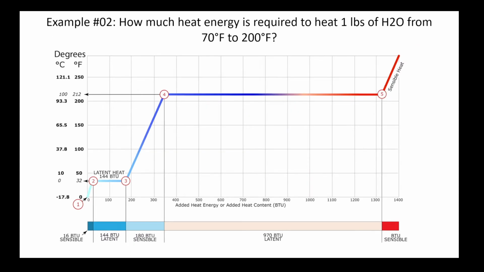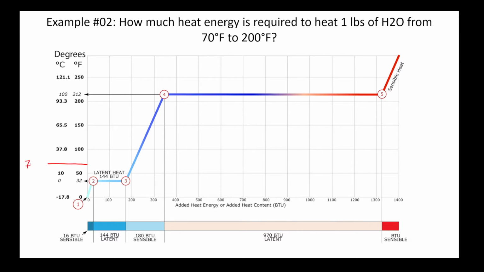Let's have a look at the next example. Example number 2 is, how much heat energy is required to heat 1 pound of H2O from 70 degrees Fahrenheit to 200 degrees Fahrenheit? Again, the only way for you to get a handle of what you're going to do is to find the starting and ending point. In this case, you are looking at 70 degrees Fahrenheit, which is somewhere here, and 200 degrees Fahrenheit, which is right here. Okay, so those are your points.